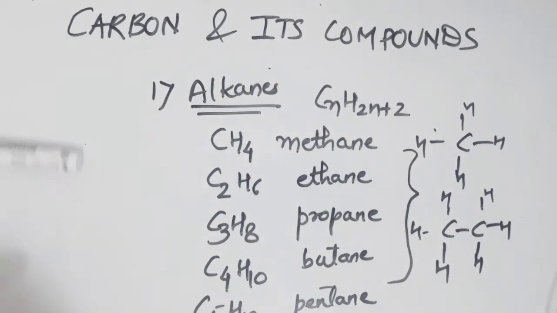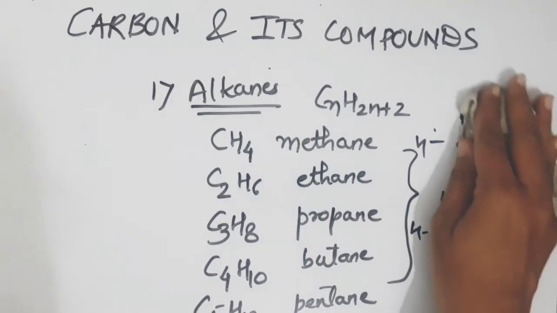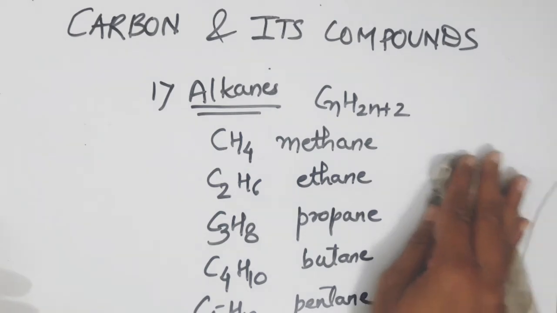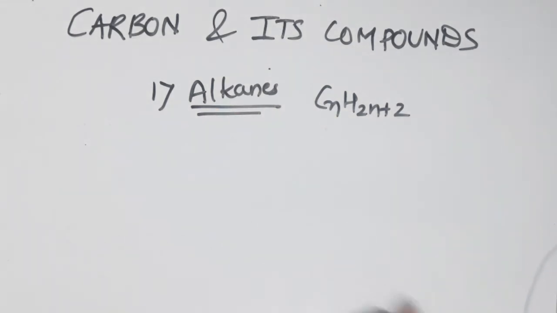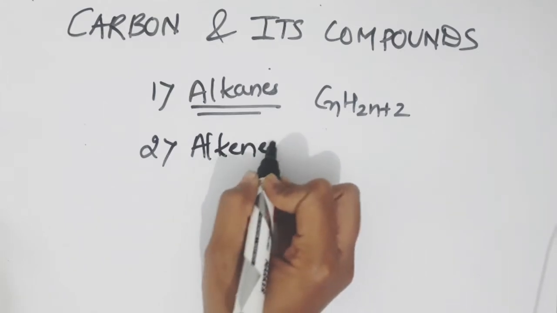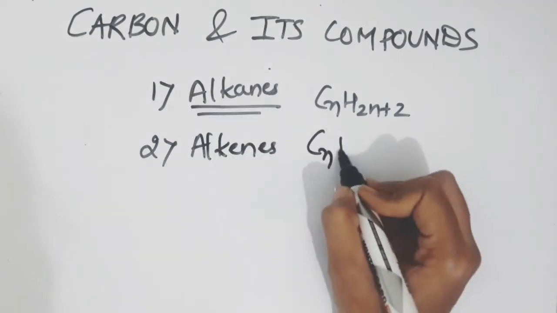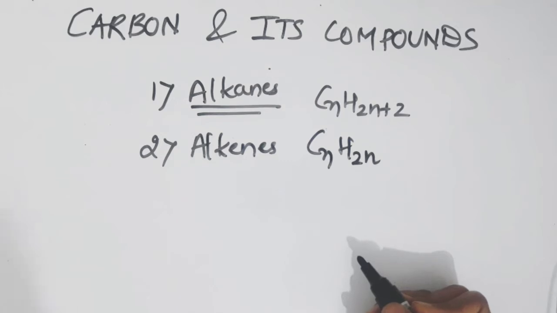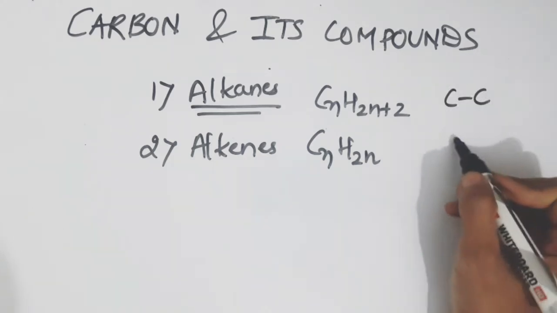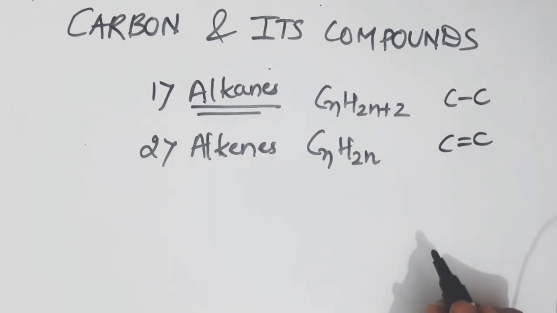Now, the second class of compounds are the alkenes. They have a general formula CnH2n. When the carbon and carbon are linked together by double bond, then they are known as alkenes. Here the carbon is linked by single bond, here it is linked by double bond. They are known as alkenes.